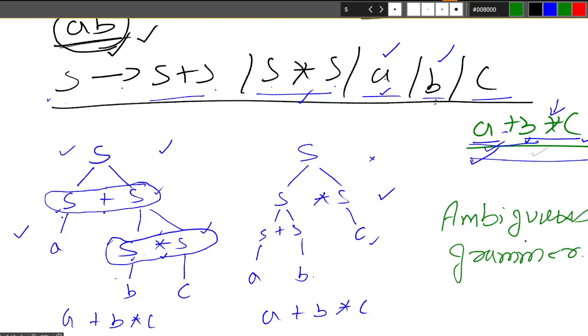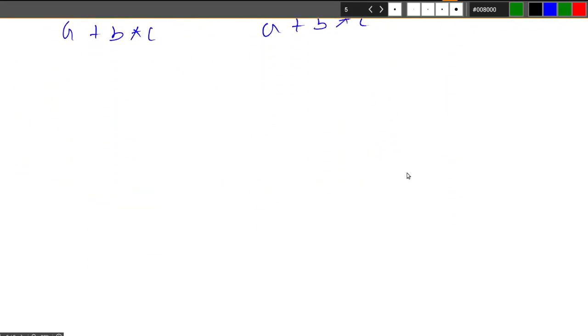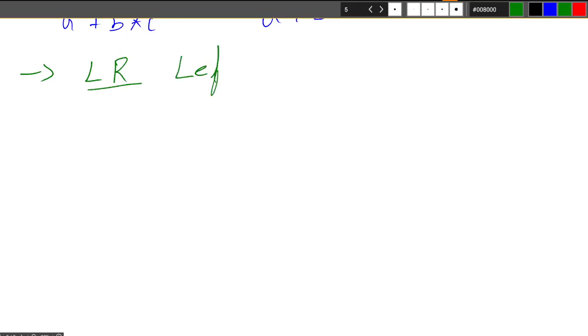Compilers actually do not use these ambiguous grammars. They need the grammars which are free from ambiguity. Many a times you would have seen in your other lectures also that this ambiguity is because of two things. One is left recursion. Let me write it, left recursion and left factoring.